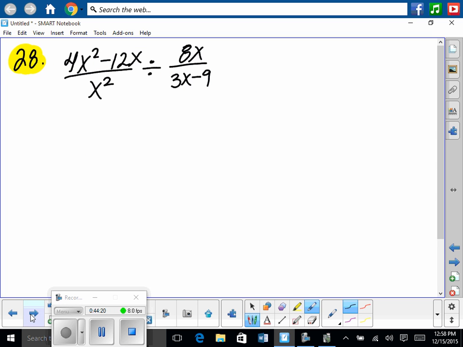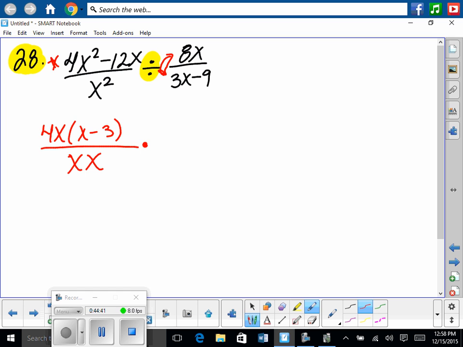Same thing here, we're going to factor each piece, but dividing fractions is easy as pie. You flip the second fraction and multiply. So I'm going to factor just this piece. I pull out a 4x, left is x minus 3. On bottom I have x squared, nothing connected to it, so I'm going to write it as x and x. And then we're going to flip these and then multiply. So we factor out a 3, left is x minus 3. I factored that piece, and I put it on top because we flipped the second and multiplied.